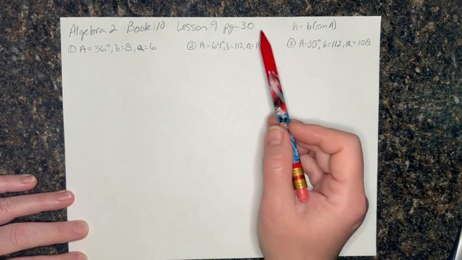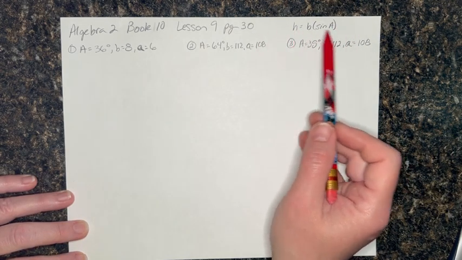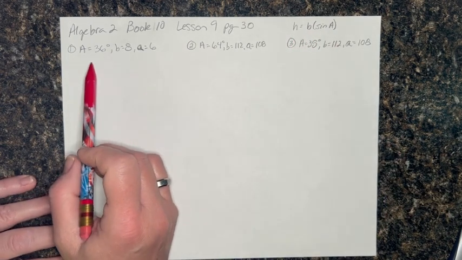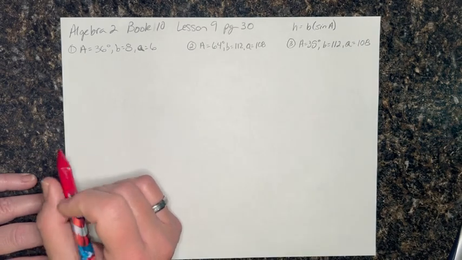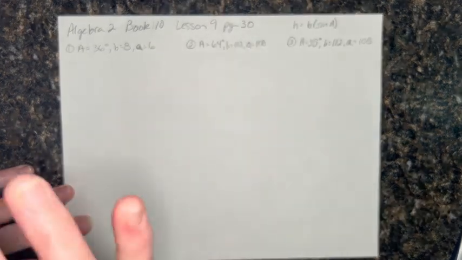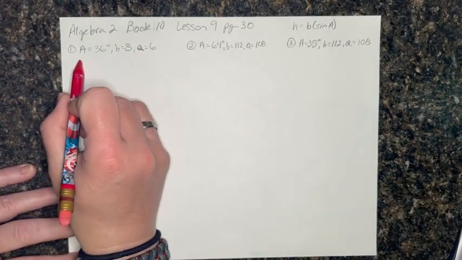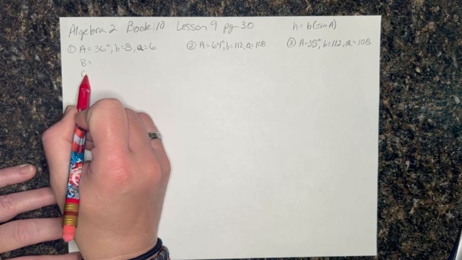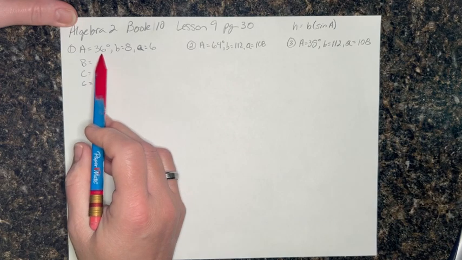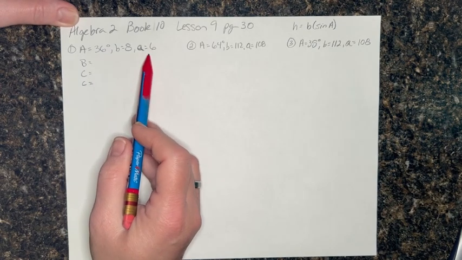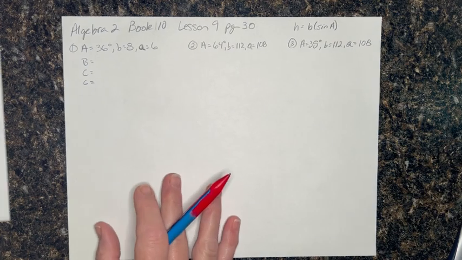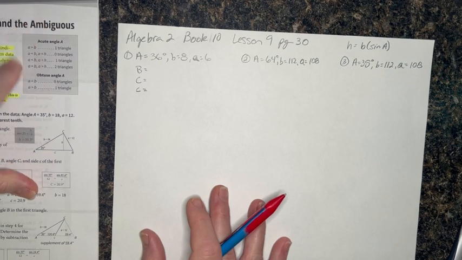I didn't write the whole law of sines thing up here, but I did write the equation for H. Problem number 1, the instructions say find the missing measures of every triangle that exists for each set of data. Okay, so for problem number 1, we are solving for angle B, angle C, and side C. Okay, we are given that angle A is 36 degrees, that B is equal to 8, and A is equal to 6.